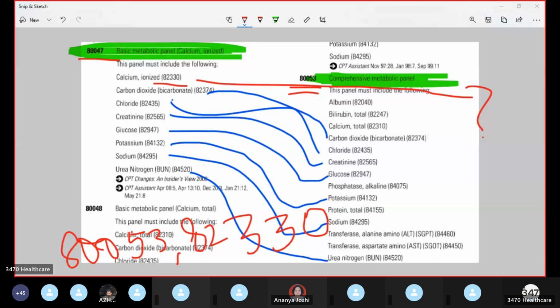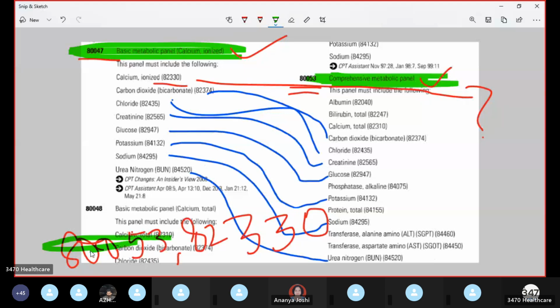Two panels are done, so you have to give the higher panel CPT. In these two panels, the comprehensive metabolic panel and the basic metabolic panel, which is the higher panel? 80053. Yes, I gave that code first.